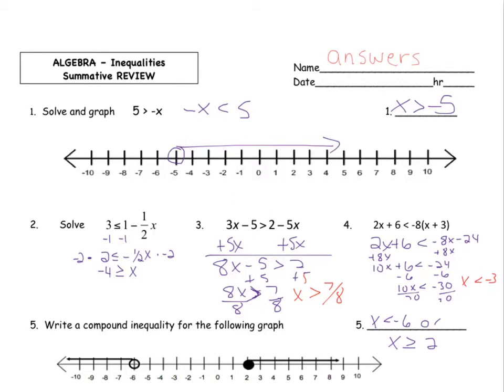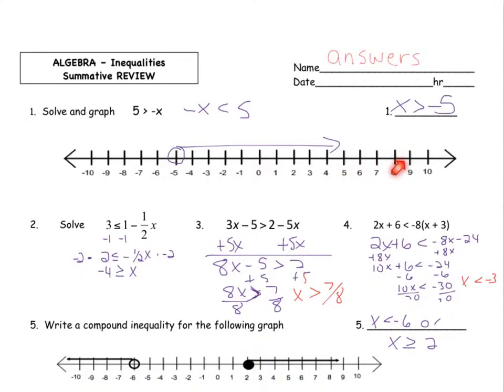Okay, I'm making this for those of you that need a little bit more than just seeing the answers. This first one, remember I rewrote it the other way. I divided both by -1, which meant I needed to switch the inequality symbol, giving me the answer x is greater than -5. So I'm showing my solution here, all numbers greater than -5.